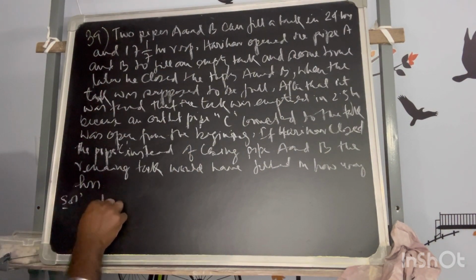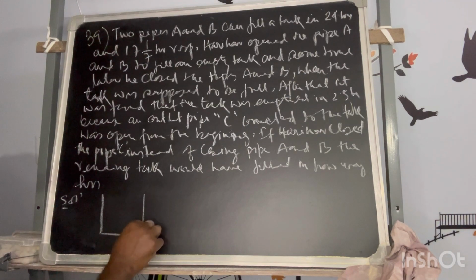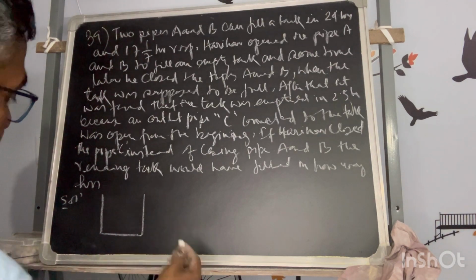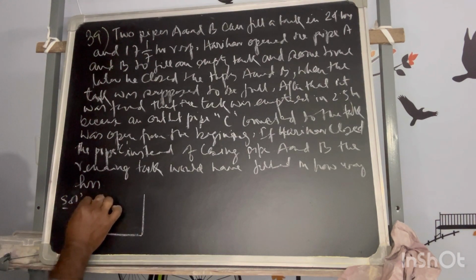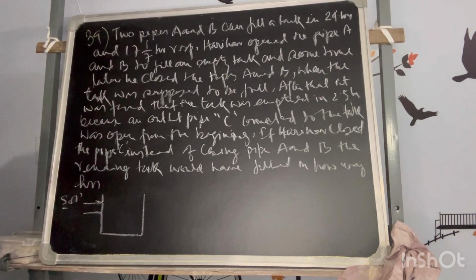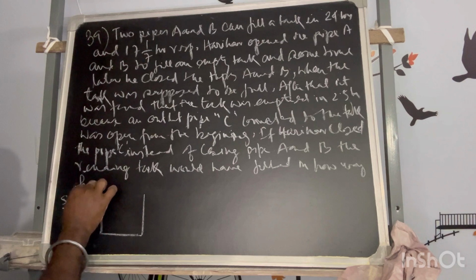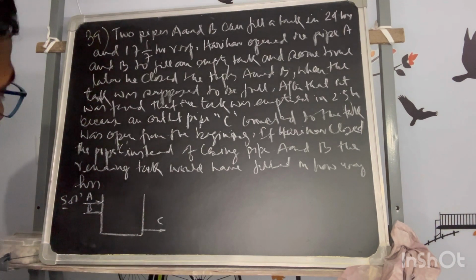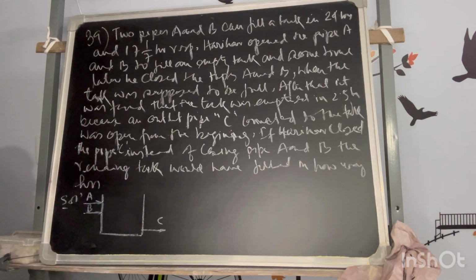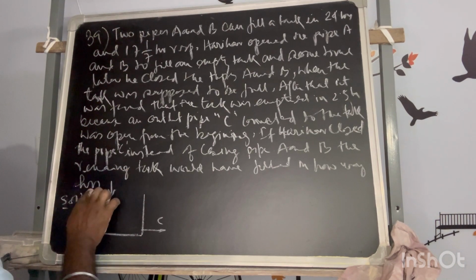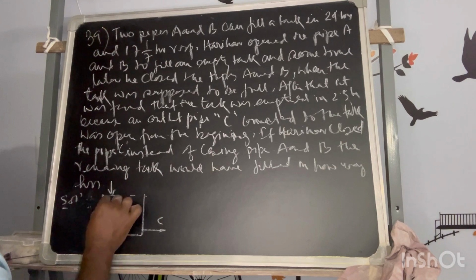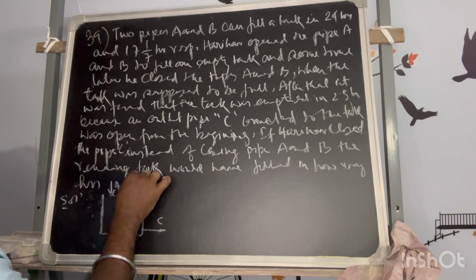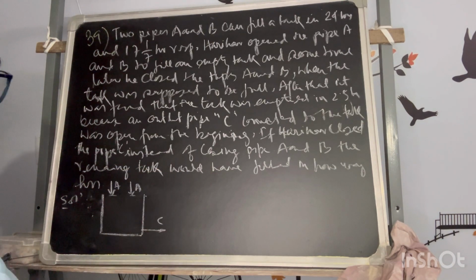Now there is a tank. Let me put it in the form of a graphical representation. There are two pipes in, A and B, filling, and C is getting out. The tank is filling with the pipes. Let's say I'm putting it from the top. The tank is filling by the two pipes A and B, and this C is somewhere at the bottom.